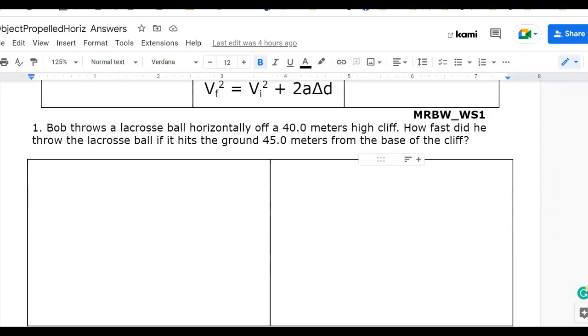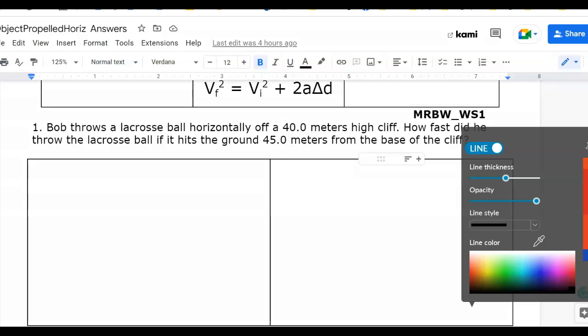So tell me what to underline. I don't know. Tell me what to underline. What do I underline, Carly? 40 meters high. I wonder what dimension that is. But what should she have underlined even before that?